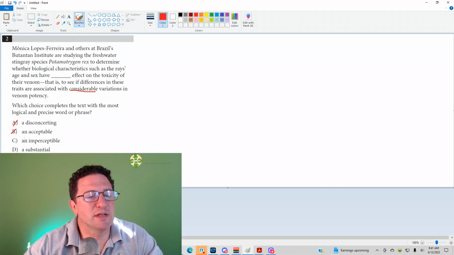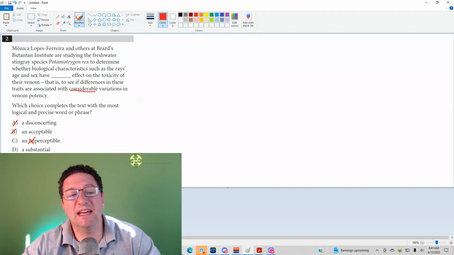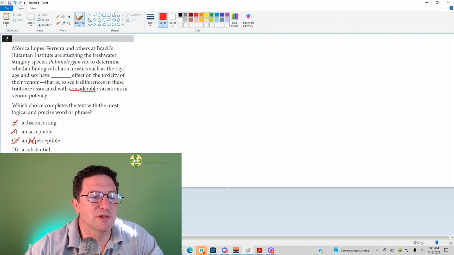And imperceptible. If it's imperceptible, this is the opposite of what you want. If it's perceptible, then you could detect it. So then you might consider it considerable. But answer choice C is wrong.